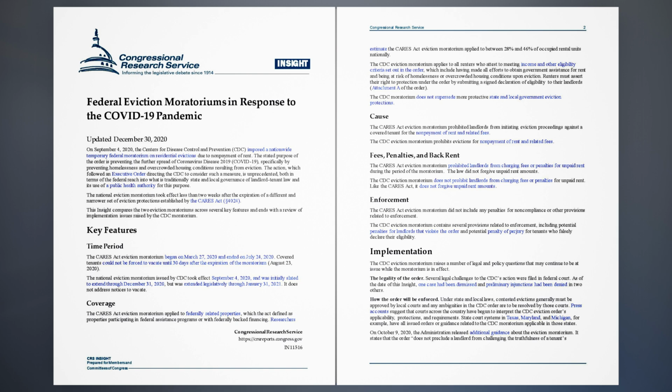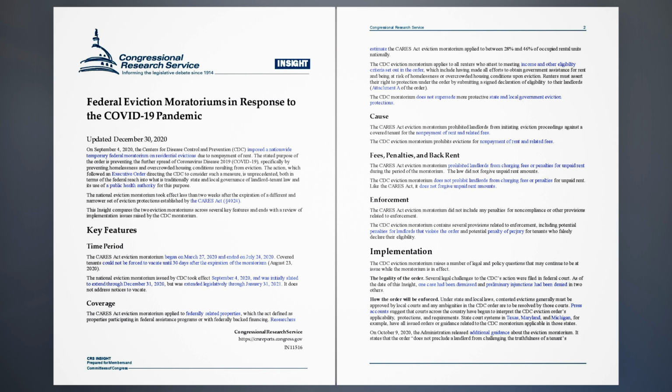Implementation. The CDC eviction moratorium raises a number of legal and policy questions that may continue to be at issue while the moratorium is in effect. The legality of the order. Several legal challenges to the CDC's action were filed in federal court. As of the date of this insight, one case had been dismissed and preliminary injunctions had been denied in 2 others. How the order will be enforced. Under state and local laws, contested evictions generally must be approved by local courts and any ambiguities in the CDC order are to be resolved by those courts.